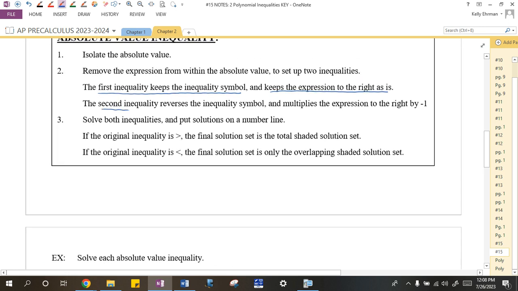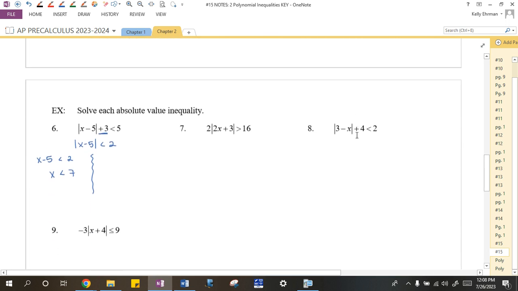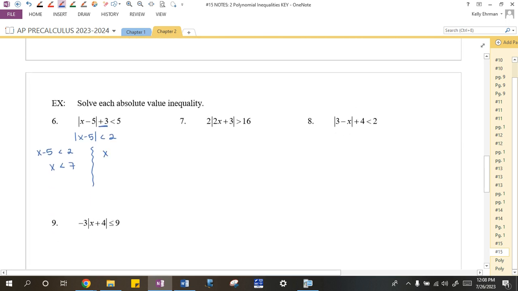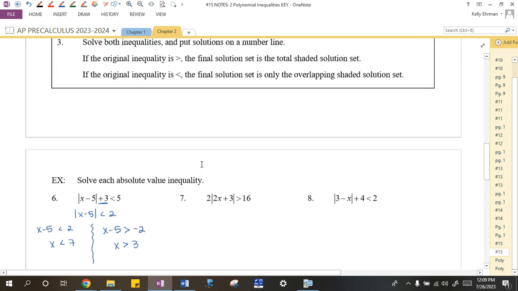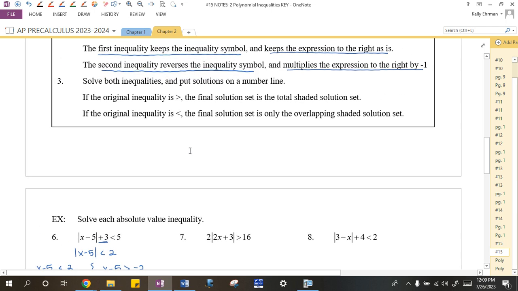The second inequality reverses the inequality symbol and multiplies the expression to the right by -1. So this says, what if x minus 5 is greater than, reverse the inequality symbol, instead of 2, -2. Solve that. If I add 5, I get 3. So I need to merge these two together. This says x can be less than 7, but greater than 3. So here's my third step to get my final answer here.